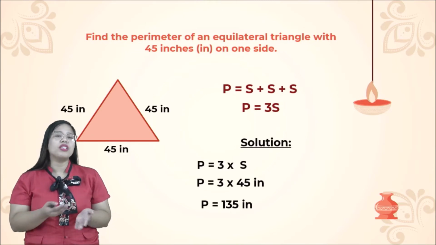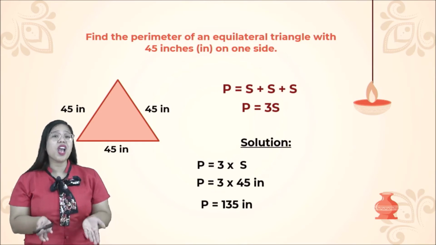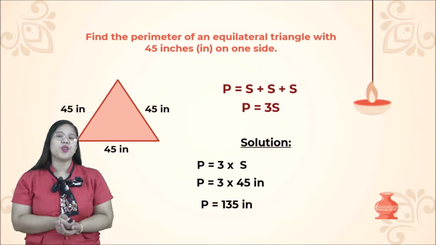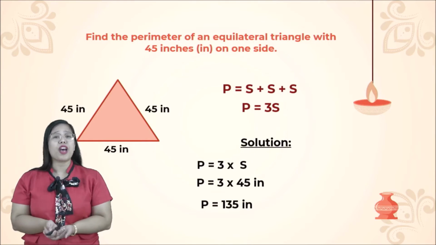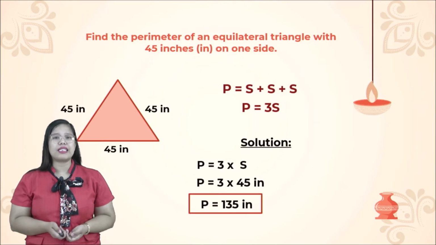Because without this unit of measure, your answer will be automatically wrong because we are finding the perimeter. So again, kids, 3 times 45 inches, the answer will become 135 inches.